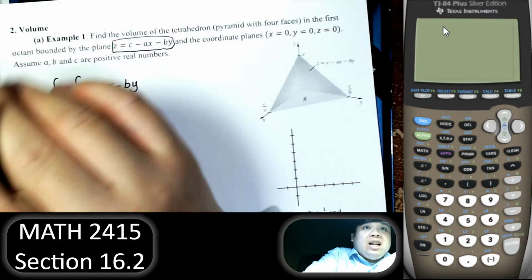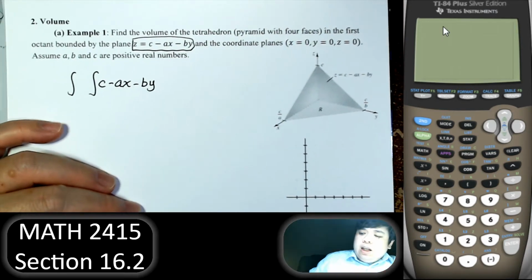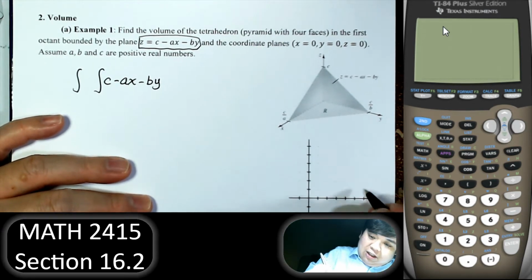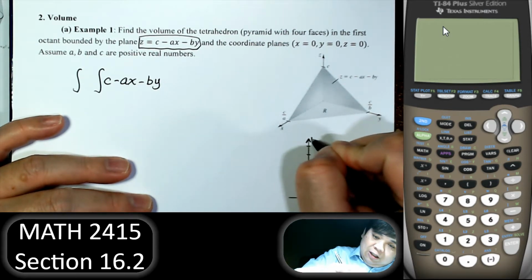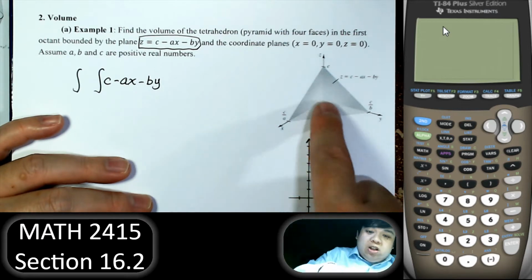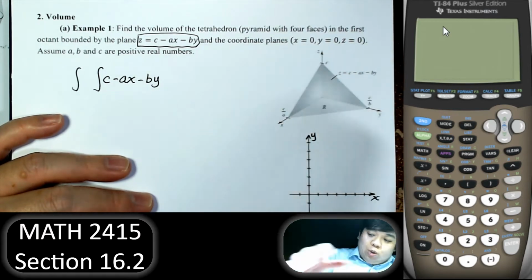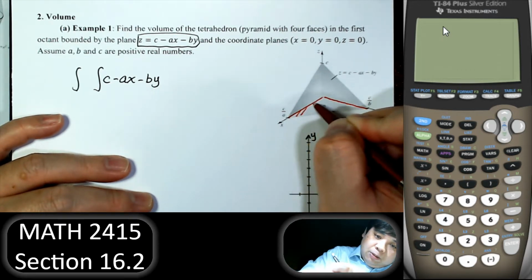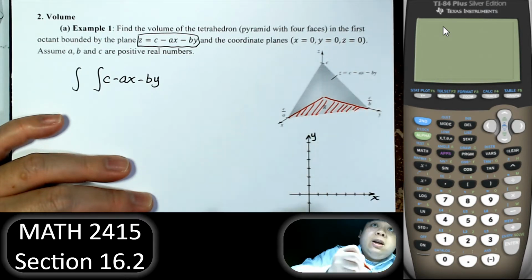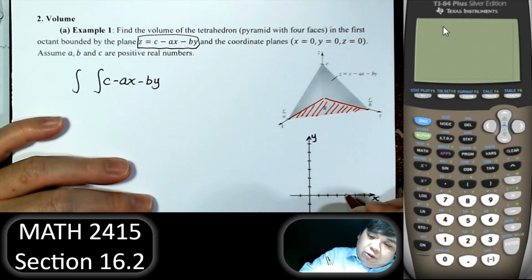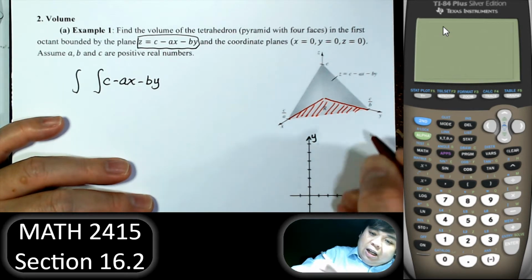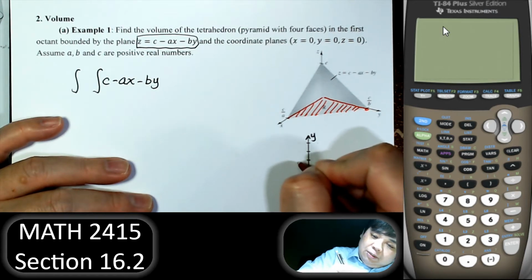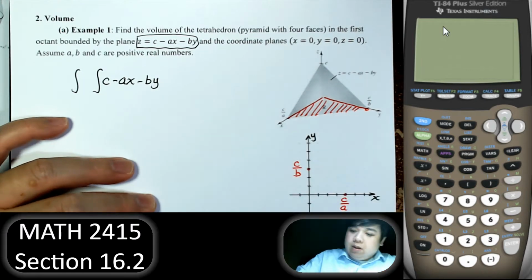And now do we set up dy dx, or do we set up dx dy? In order to decide that, what we have to draw is the xy plane. Everything on the xy plane. Now if we just project this graph onto the xy plane, we will have that. So on the x-axis it is c over a, let's say here, and on the y-axis it is c over b.